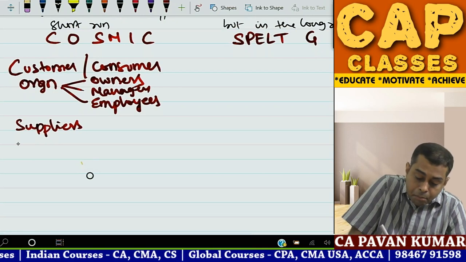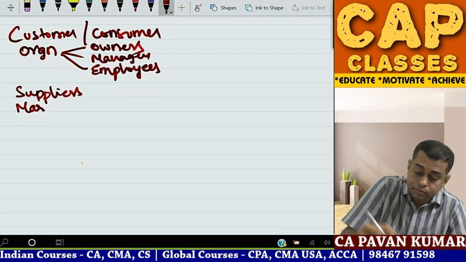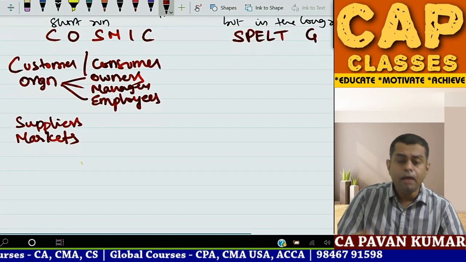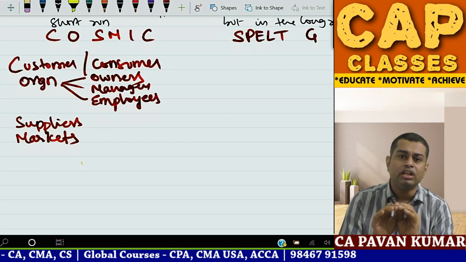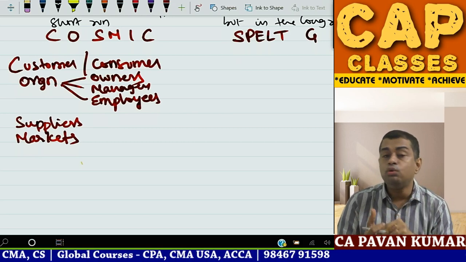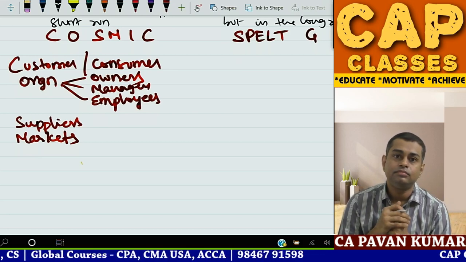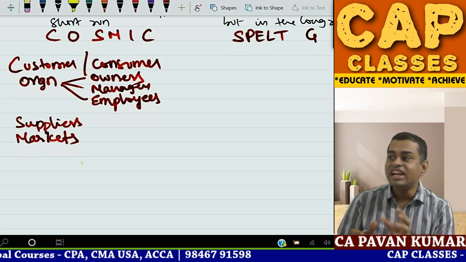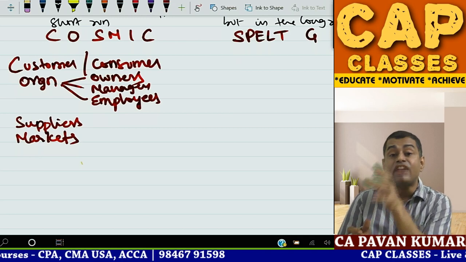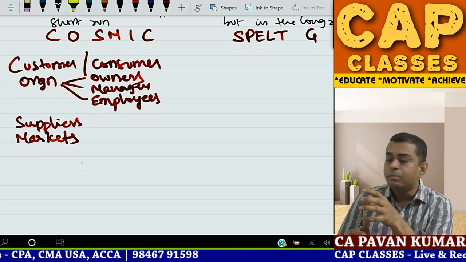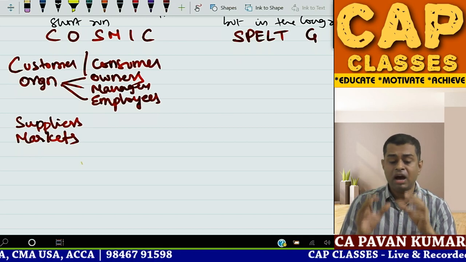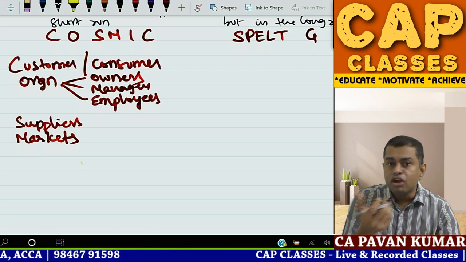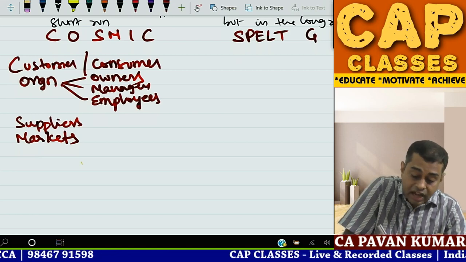M for markets. Market is a bigger word for buyers and sellers coming together. Previously it was a physical market. Now it is everywhere, e-commerce. So Amazon is a market now. Previously MG Road was a market, Andheri West was a market, flower market, fruit market, vegetable market, meat market. But now market has become a virtual world. Market can be anything. It can be your mobile app today.